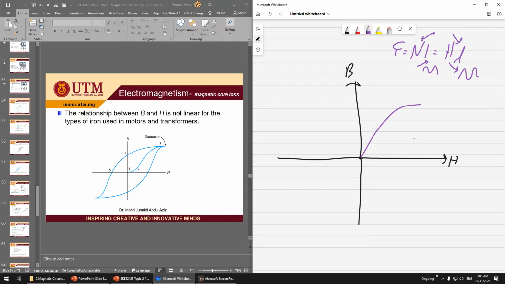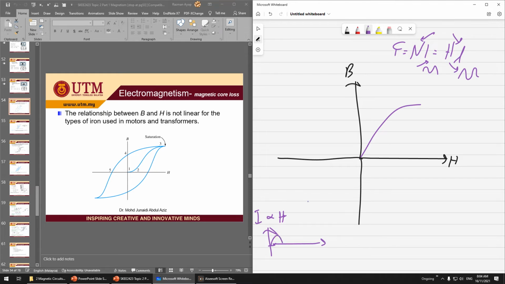Assume this is I and H. This one is in the time domain. You have I, which is directly proportional to H. At the beginning, your current increases and your H increases, so it becomes a straight line, and then goes to saturate. And then your H will decrease.